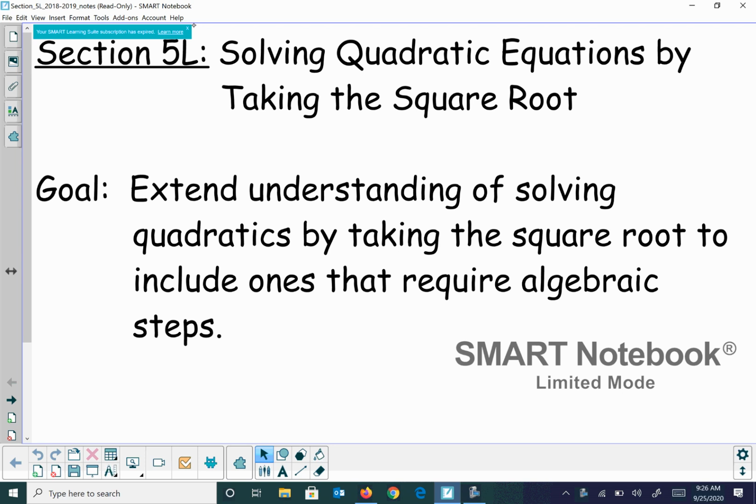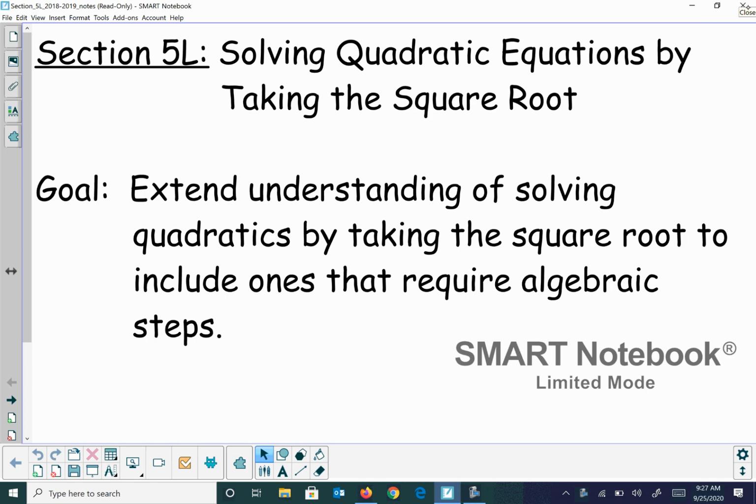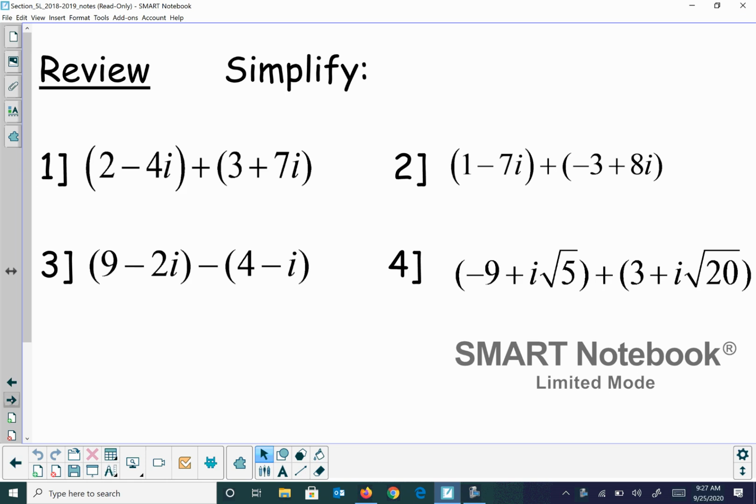Solving quadratics by taking square roots. Okay, let's see what we're going to do with these problems. So remember, quadratics are something that's raised to the second power. Technically, it is a parabola. It doesn't matter what the variables are, it's a parabola that we'd be dealing with. All right, so just kind of review.